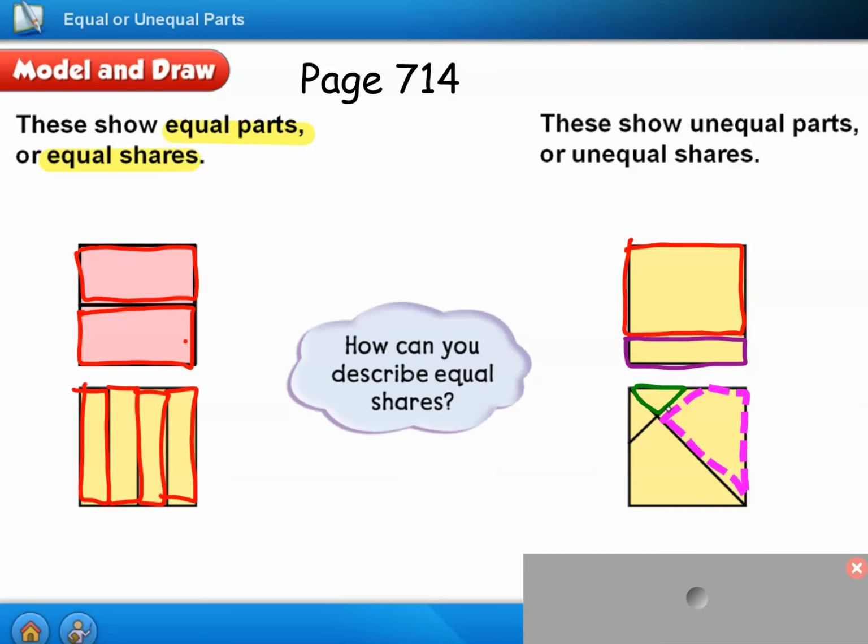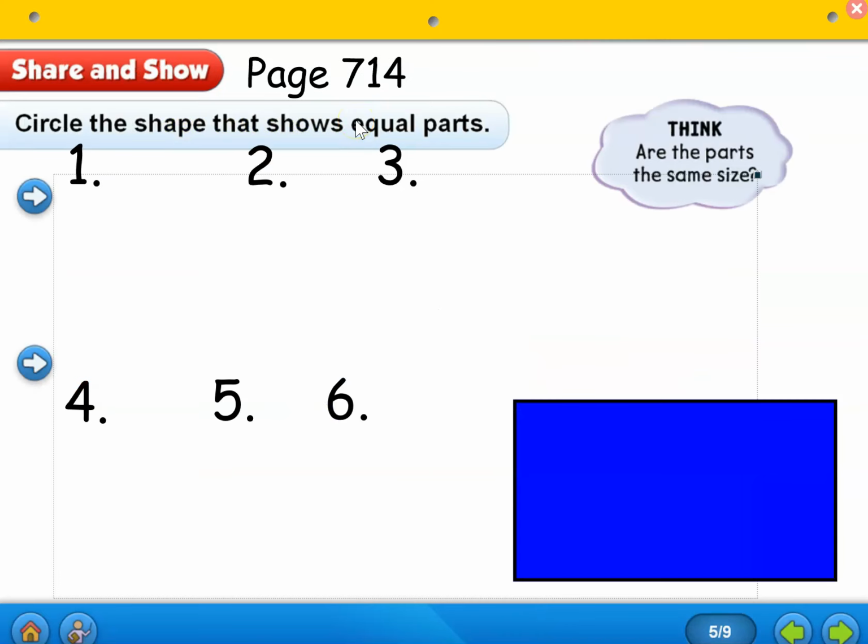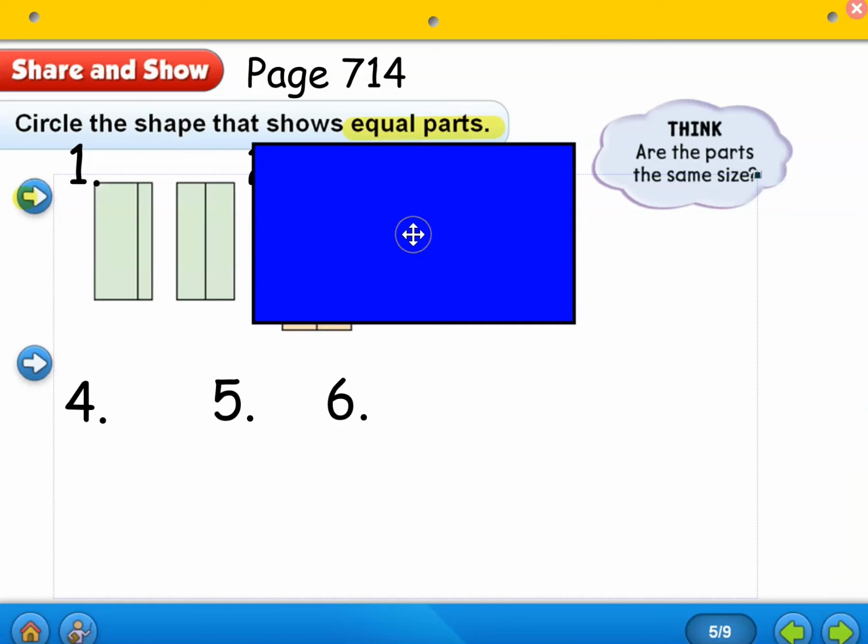Now let's practice. Share and show. Circle the shape that shows equal parts. That means the parts are the same size. Number 1. The first rectangle shows two unequal parts because they do not have the same size. One part is bigger than the other part. The second rectangle shows two equal parts because they are the same size. Therefore, we will circle this rectangle.